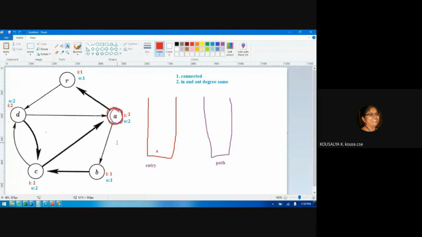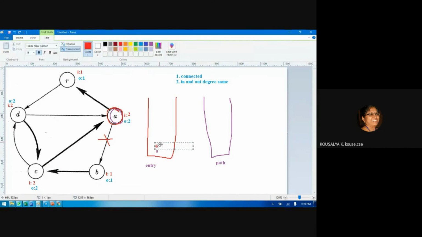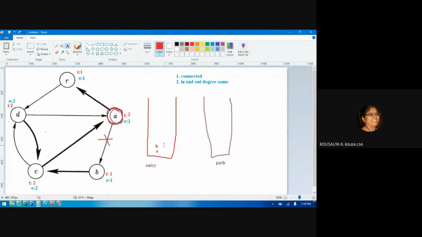From A there are only two outgoing edges, so I have to select B and add B to the stack. After that, B is the top of the stack. From B there is only one outgoing edge, that goes to C, so I have to put C here.